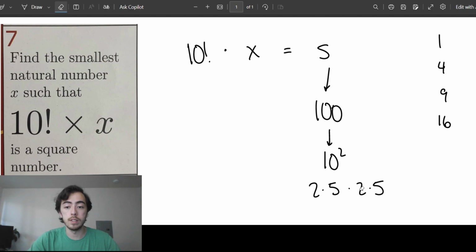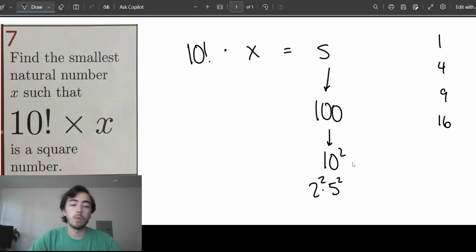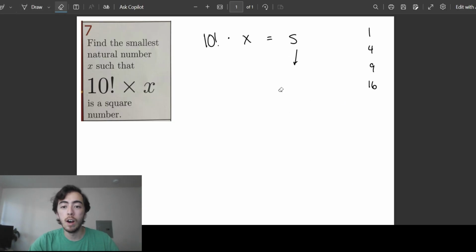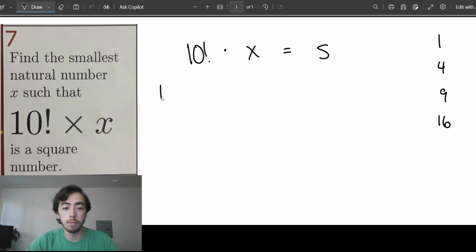And the point of why I'm doing this is to show that I could also write this as 2 squared times 5 squared. Or this actually could have been 2 times 5 and then squared. The important thing here is that with the prime factorization of any square number, you're always going to have even exponents. All I really want to show is that once we find the prime factorization of 10 factorial times some number, we're just going to have all even exponents. So let me get that 10 times 9 times 8 all the way down to 1 on the screen again. And we should see what kind of exponents we get in our prime factorization.